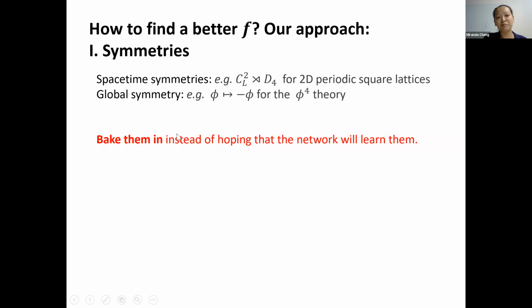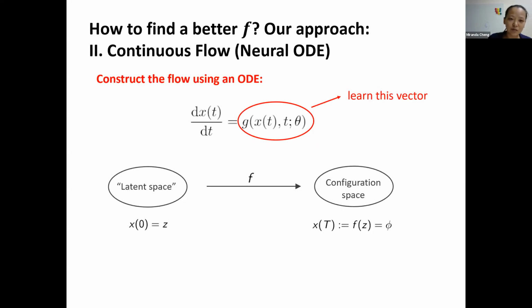But what we want is to bake them in instead of hoping that the network will learn them. There's always a tension in designing machine learning architecture, whether you want everything to be learned or whether you want to put in as much prior knowledge about the system as you can. Our attitude is that symmetry is such a fundamental thing that we should incorporate symmetries in the architecture design as much as possible. I don't have time to show you the plots, but that's supported by various experiments.